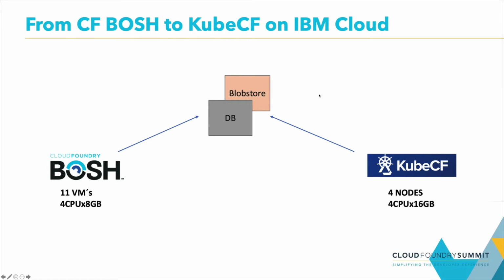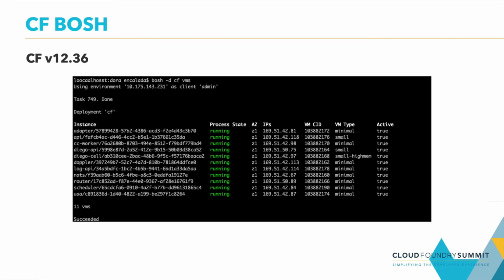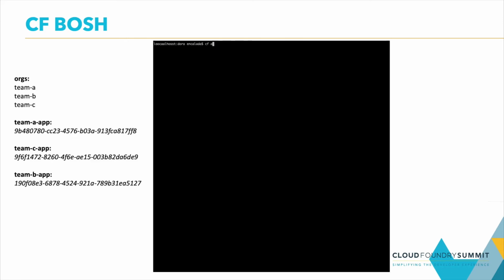So my BOSH CF consists of 11 VMs. My KubeCF consists of 4 nodes. The first thing is let's speak about my initial BOSH CF. I decided to take a Cloud Foundry deployment version 1236. I took out some of the components like the routing API and the CredHub. I just wanted to have a small footprint. And I will explain why I chose 1236.